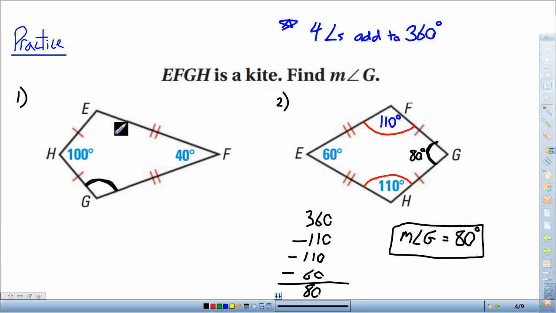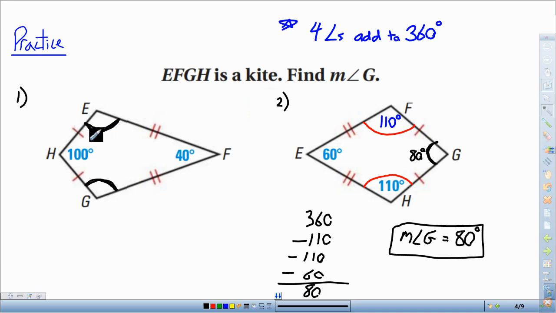Let's take a look at that in the context of number 1. Here's the problem on number 1. We do not know the opposite angle. We don't know angle E. If we did, we would get angle G immediately, right? So we've got to figure out what's going on here. Well, we just realized these are congruent.